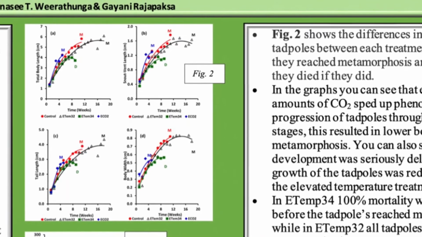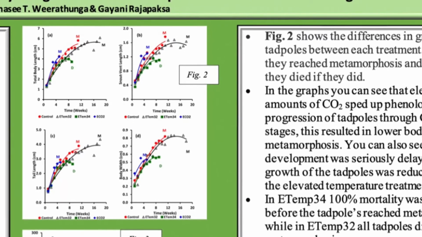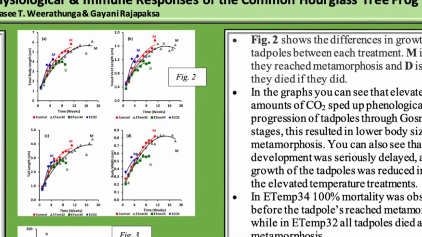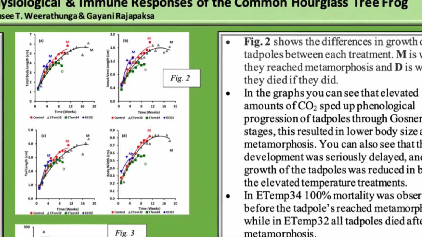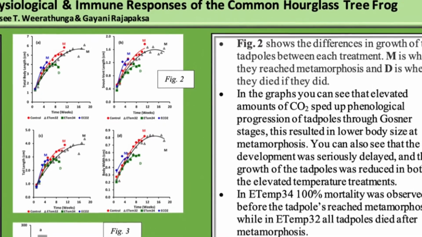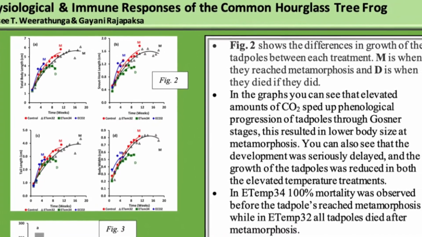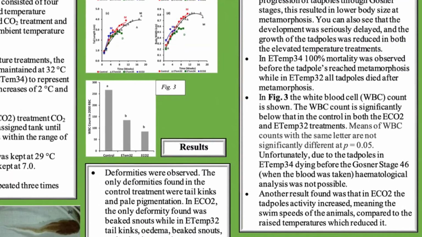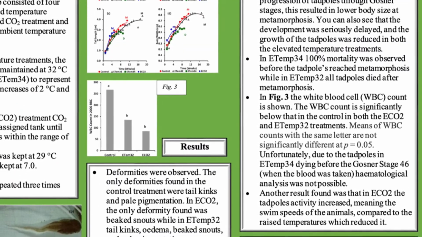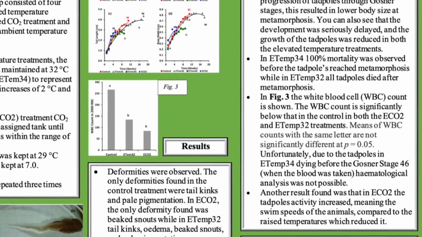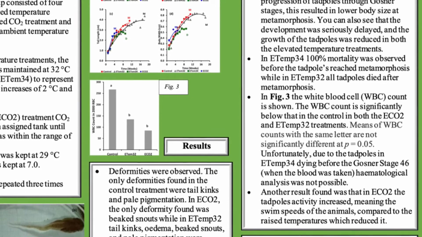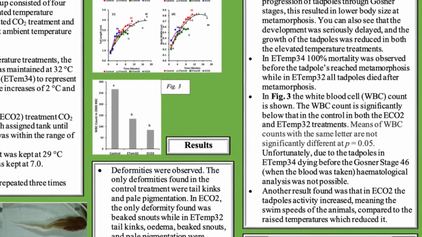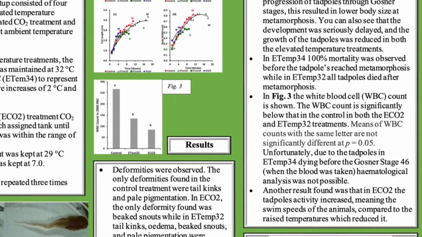You can also see that the development was seriously delayed and the growth of the tadpoles was reduced in both the elevated temperature treatments. In ETEM34, 100% mortality was observed before the tadpoles reached metamorphosis, while in ETEM32, all tadpoles died after metamorphosis. In Figure 3, the white blood cell count is shown. The WBC count is significantly below that in the control in both ECO2 and ETEM32 treatments. Means of the WBC counts with the same letter are not significantly different, at p equals 0.05.